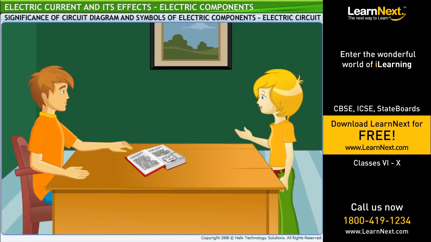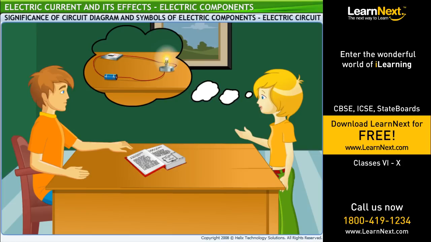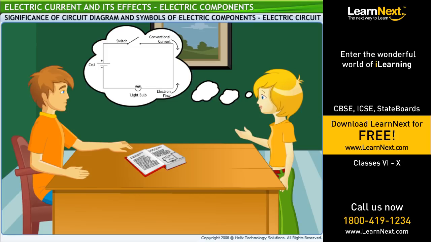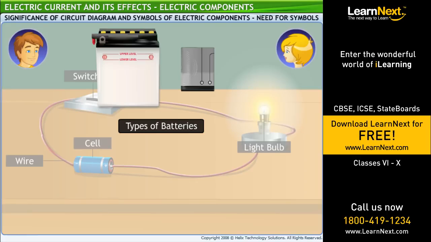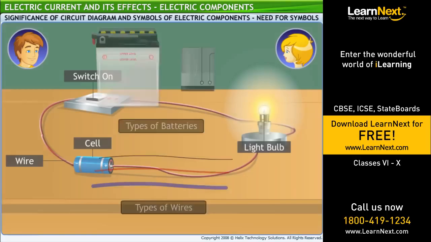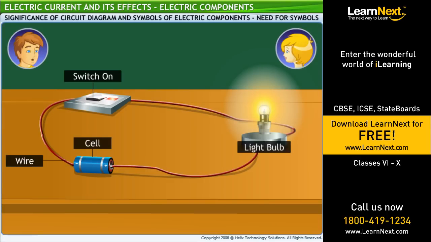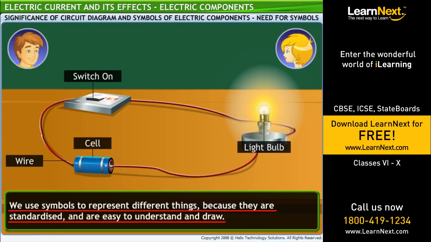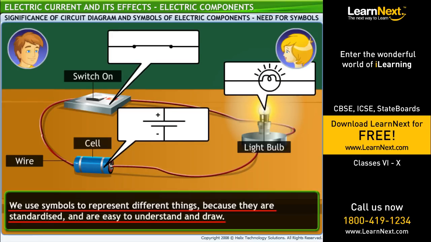I can identify the components when I see them in the circuit, but I can't really identify the components from the diagram you're referring to. Wouldn't proper drawings of the components be more helpful? There could be so many types of batteries, wires, and so on. If we try to draw the actual components, it would be difficult and time-consuming. We use symbols to represent different things because they are standardized and are easy to understand and draw.